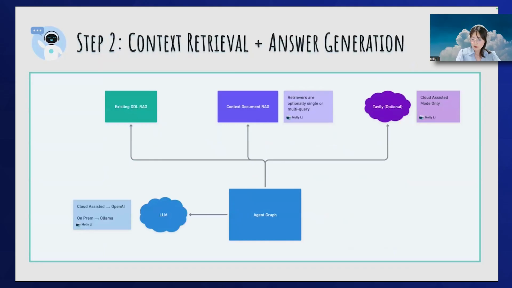All right, next up, we have the agentic layer over here. This is where we're gathering context using our RAGs and generating an answer using our agent. So you can see the agent is hooked up to three tools. There's the existing schema RAG, there's the context RAG, and if you're using the cloud-assisted mode, we also add the power of Tavily so you can have access to Google Search.